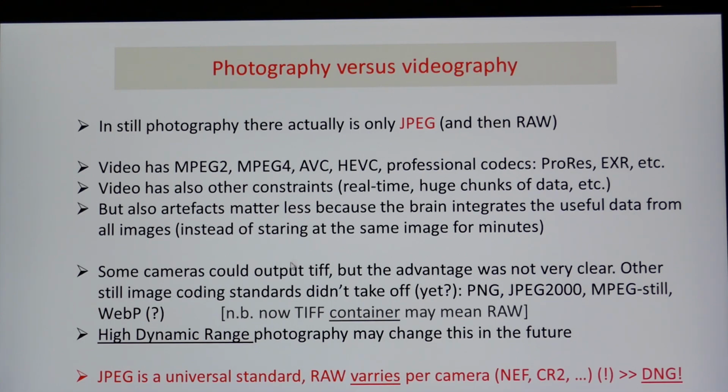So in the beginning some cameras outputted a certain TIFF, not the TIFF container but the TIFF compression, but it was not so popular. And there could be other picture standards, like for example WebP, or well, in the high dynamic range era things may change, and it may happen that there comes a new universal standard in addition to JPEG, because JPEG is not really tailored to this modern quality level, and it's already a very old standard.